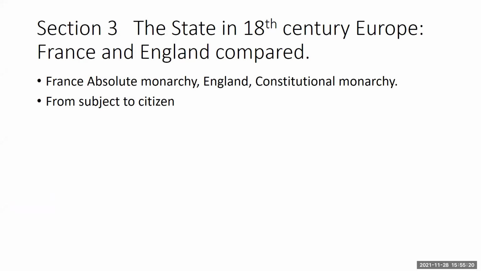This is part 2 of the lecture on 18th century colonization. Section 3, the state in 18th century Europe, France and England compared. Farbonnet makes clear that trade and population are what colonization is for.